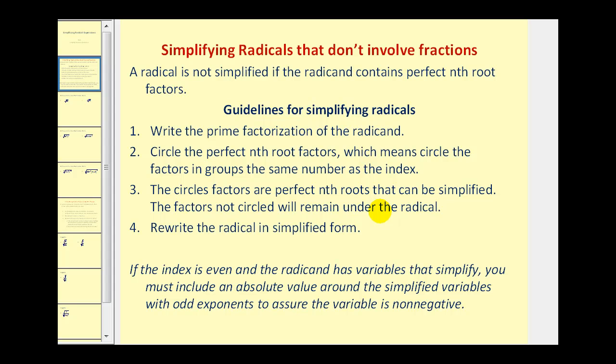Now, one thing we do have to remember: if the index is even and the radicand has variables that simplify, we do need to include an absolute value around the simplified variables with odd exponents to assure the variable is non-negative. Let's take a look at some examples.